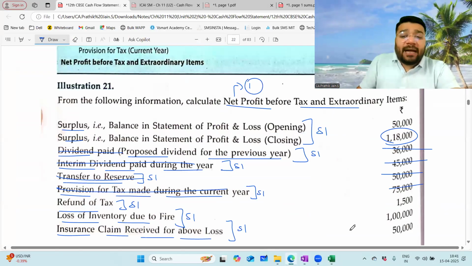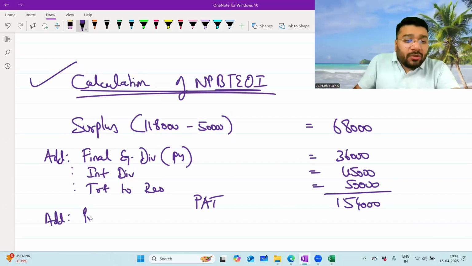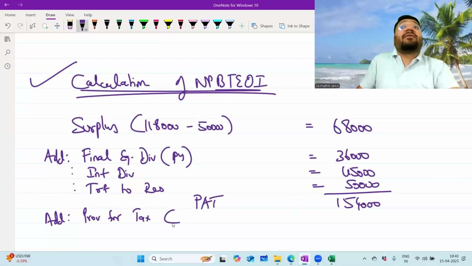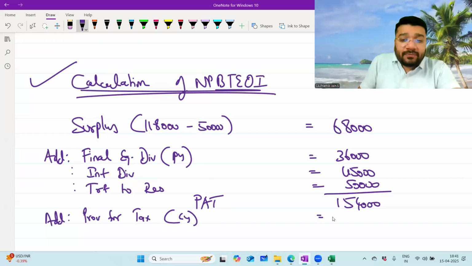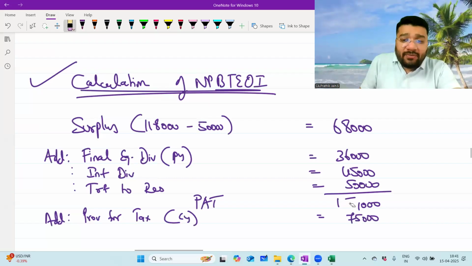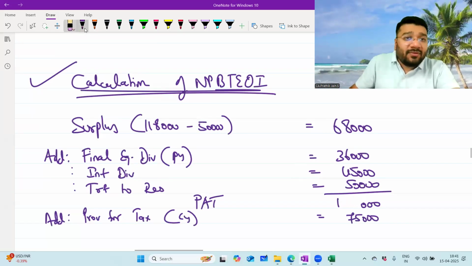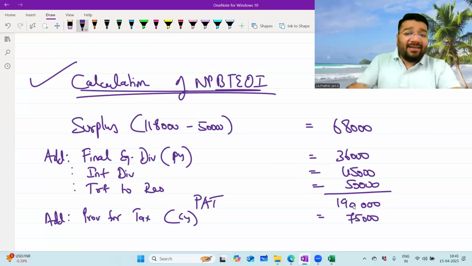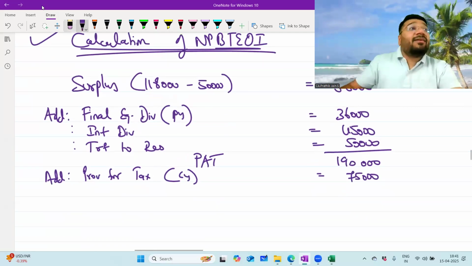Provision for tax was earlier subtracted. Reverse, we have to add back. Provision for tax. Which year? Current year. How much? 1,99,000. Who said 154? Okay.